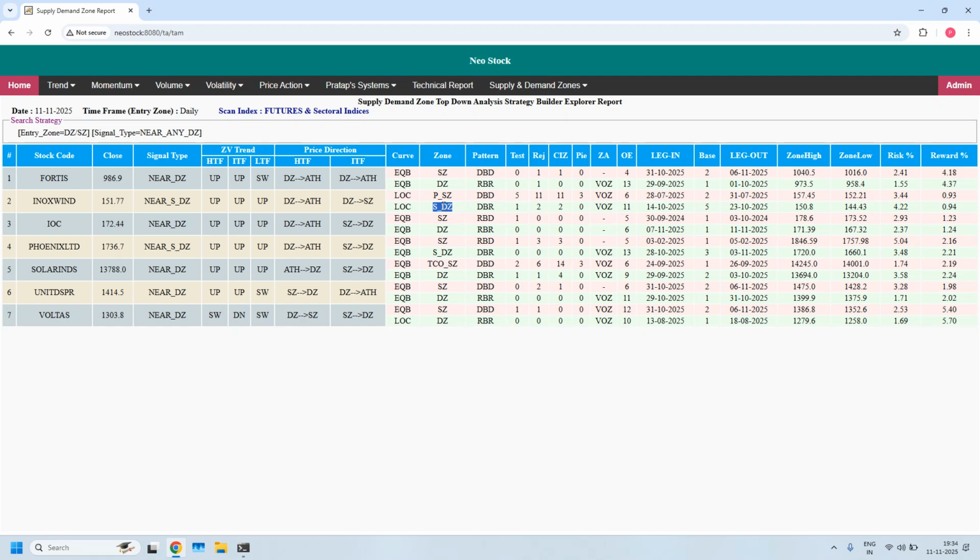Inox Wind is having a daily high liquidity demand zone. Phenolux is having daily high liquidity demand zone. So total we got 2 stocks.